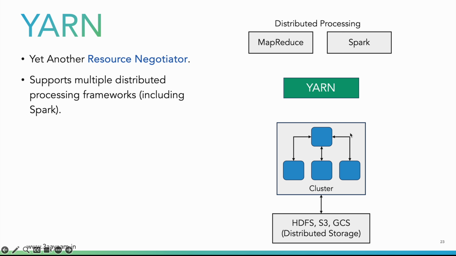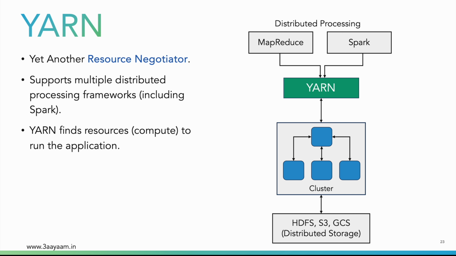So YARN sits in between the cluster and the application code that we run, and YARN manages the resources in the cluster for these applications. What we do is submit the code to YARN, either it is MapReduce or Spark or a Hive query or Flink or any other distributed processing code that we write. We submit it to YARN, and YARN negotiates the resources, which is CPU and RAM, that is needed for these applications. So the main job of YARN is to find resources to run the application. And as I already mentioned, resource is nothing but compute, which is CPU and RAM.